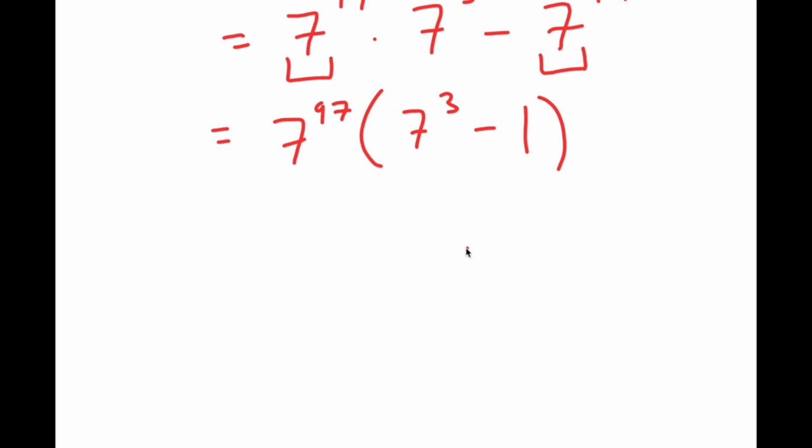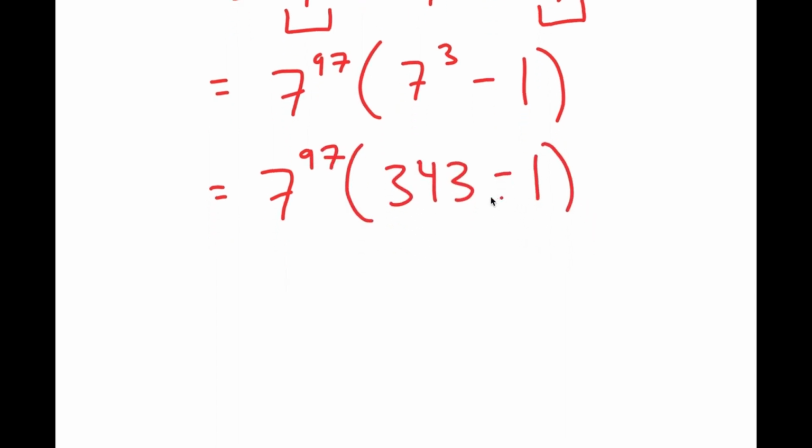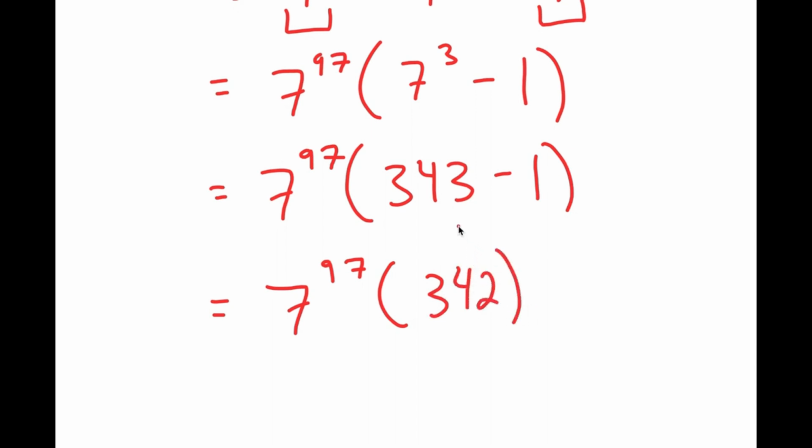And 7^3 - 1 is, well, 7^3 is 343. So I get 343 - 1, which is equal to 342. So I get 7^97 times 342. So this is my answer in simplest form.